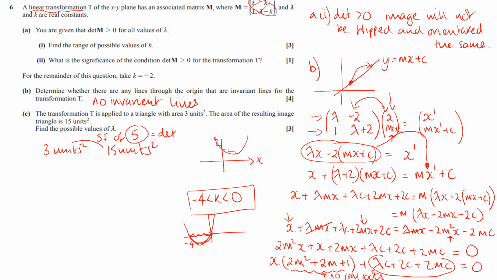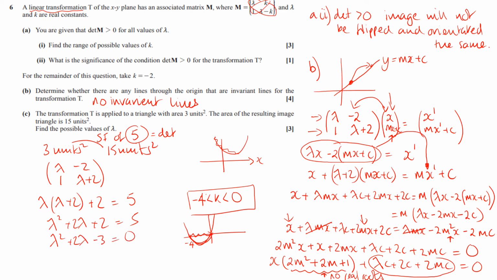So what was our determinant before? We've got, putting back the k, minus 2, 1, lambda plus 2. The determinant of that is lambda plus 2, minus 2, so that's plus 2, must equal 5. Lambda squared plus 2 lambda plus 2 equals 5. Lambda squared plus 2 lambda, taking the 5 over, minus 3 is equal to 0. That will factorize: lambda, 3 and 1, minus 1 and plus 3. Lambda will have to equal 1, or lambda equals minus 3.